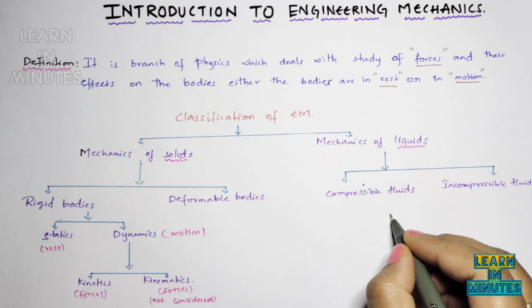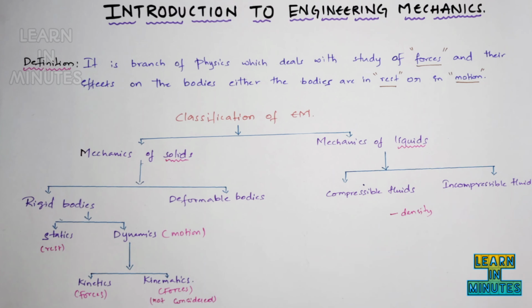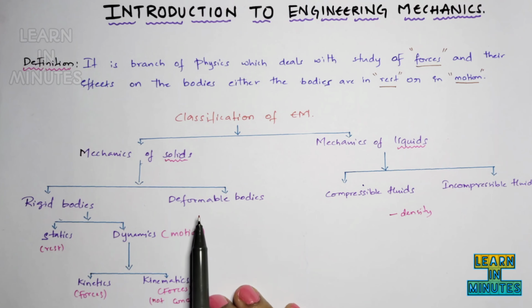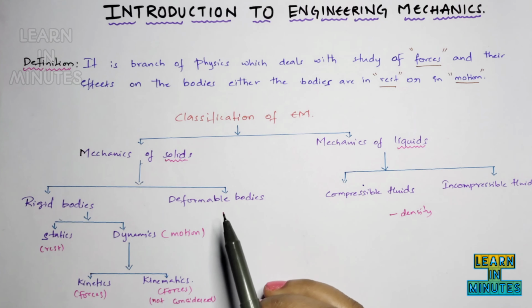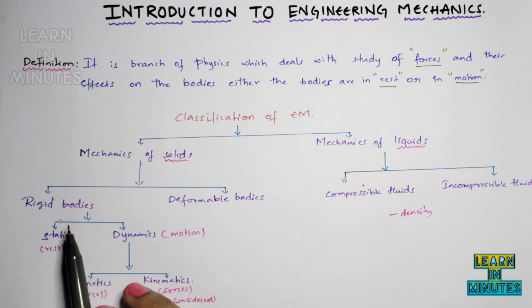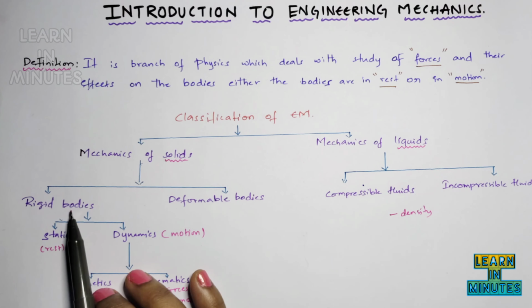Here compressibility depends on the density of a substance. When force is applied, if the density of the substance changes, then it is said to be compressible, and if it does not change, then it is said to be an incompressible fluid. Mechanics of solids is classified into rigid bodies and deformable bodies. The word deformable easily describes that a body will change its shape and size when force is applied. A rigid body is the opposite of a deformable body. These rigid bodies are also called non-deformable bodies. So when forces are applied, the body does not change its shape or size.